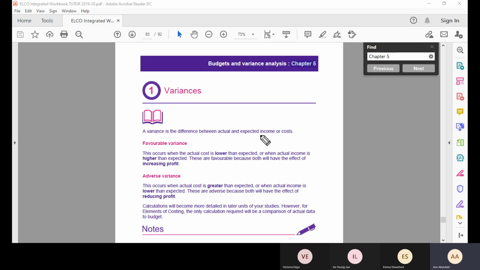We're looking at the income and the cost. So if your income is £100 and the cost is £90, the variance is £10. This is the difference. So in this situation, is it going to be favorable or adverse? In this situation, it is favorable. Why is it favorable? Because obviously your income is greater than the cost.